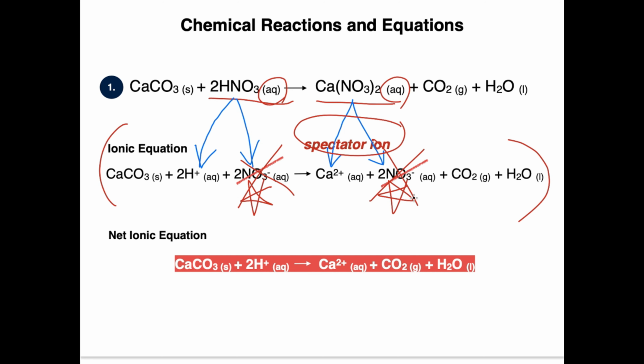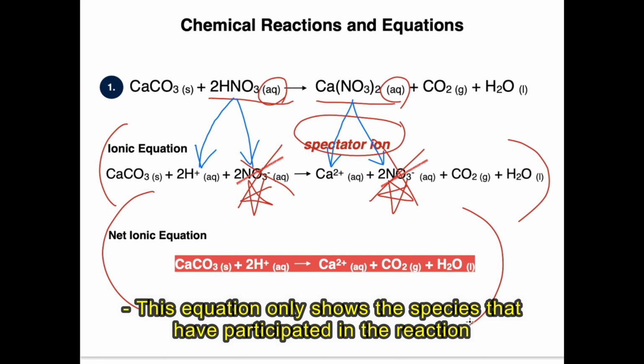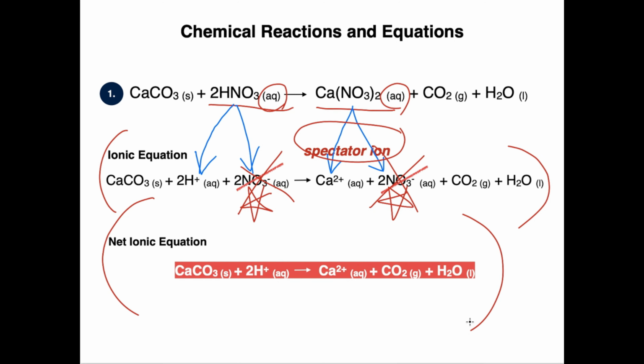And if we eliminate these spectator ions, we are left with the final net ionic equation right over here. Now on your own, try to determine the ionic equation and net ionic equation for the second chemical reaction.